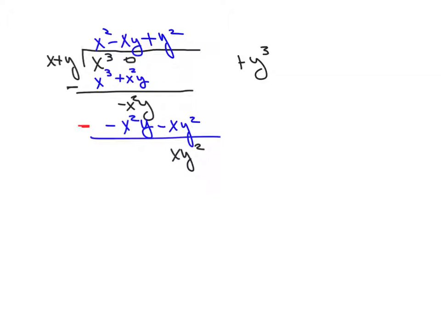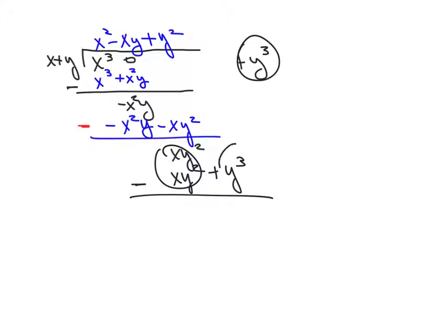Okay. Now, I go ahead and multiply. This times this is going to give me xy squared. And now I'm going to take y squared times y, and that gives me y cubed. Subtract. This goes away. Y cubed minus y cubed.